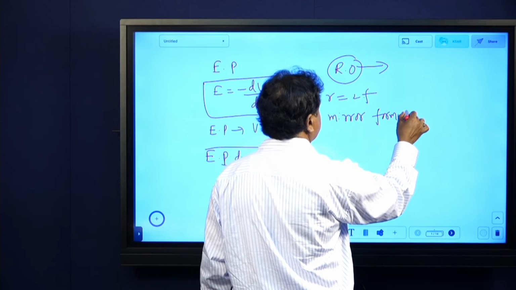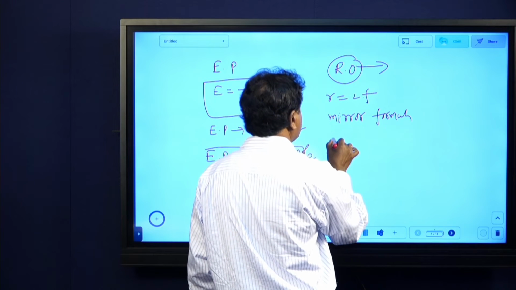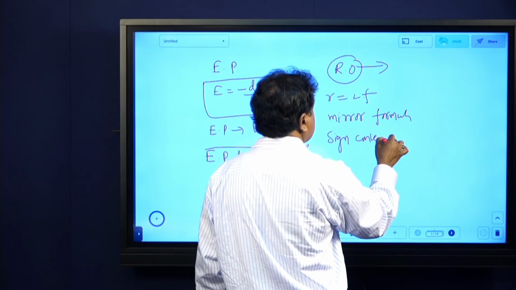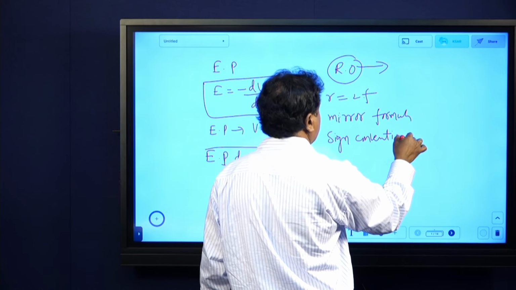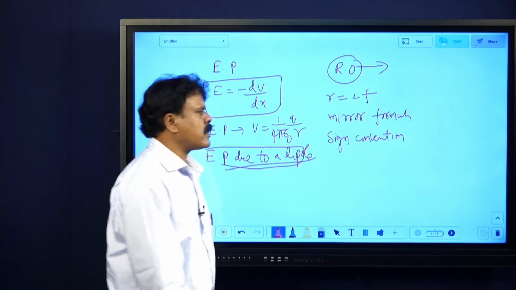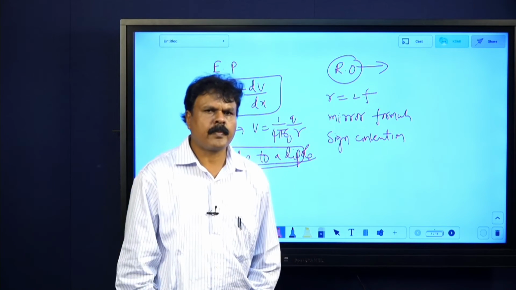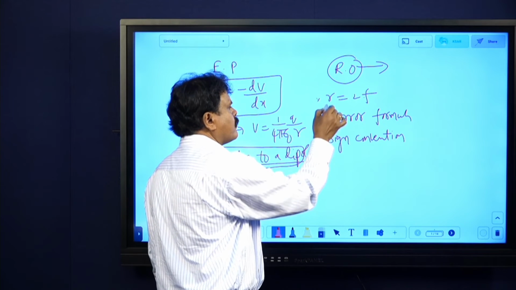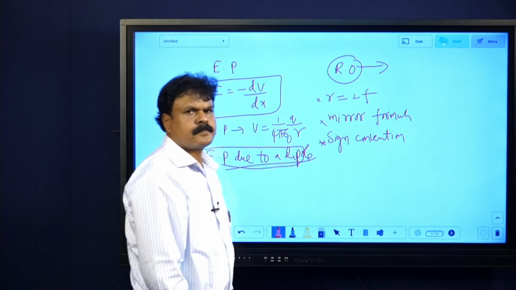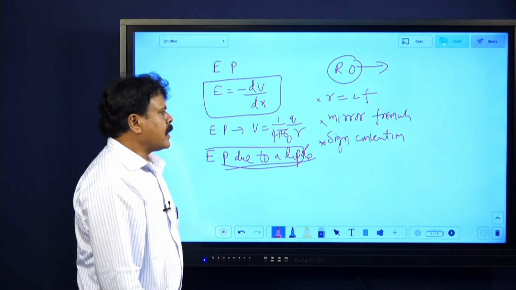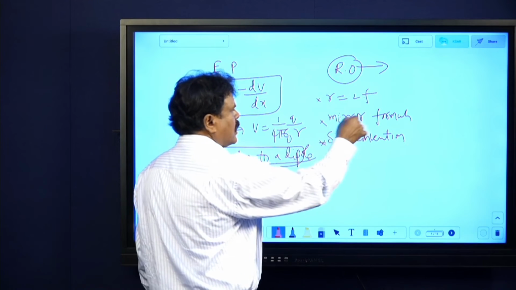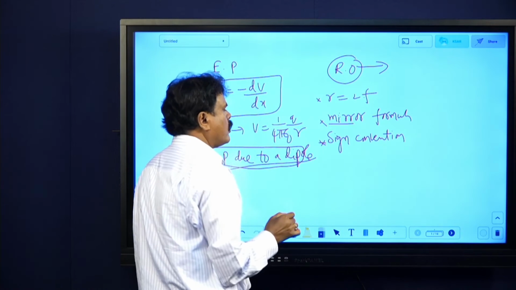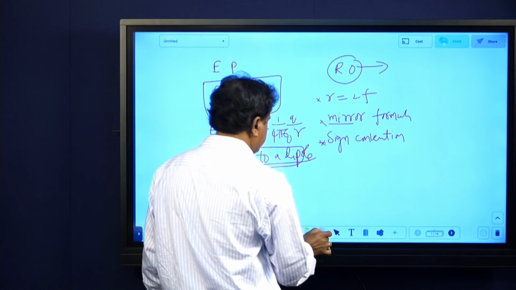Sign convention. Mirror formula and sign convention. See these things, and some definitions like what is principal focus, what is radius of curvature, what is principal axis. Those things you should have. But most important is sign convention and R equals 2F and mirror formula. And then this is concave mirror, convex mirror, and all those things will be getting mirror formula. You try to know.